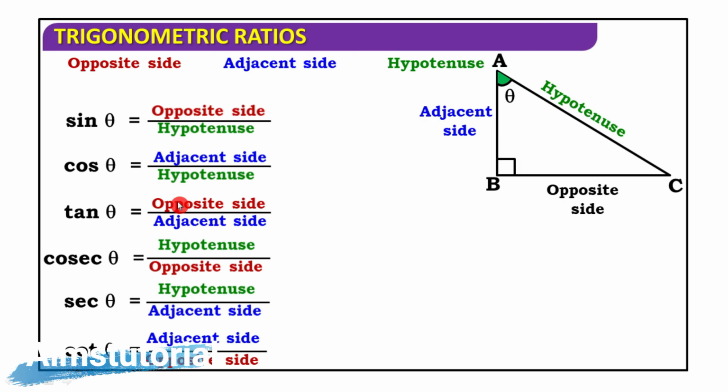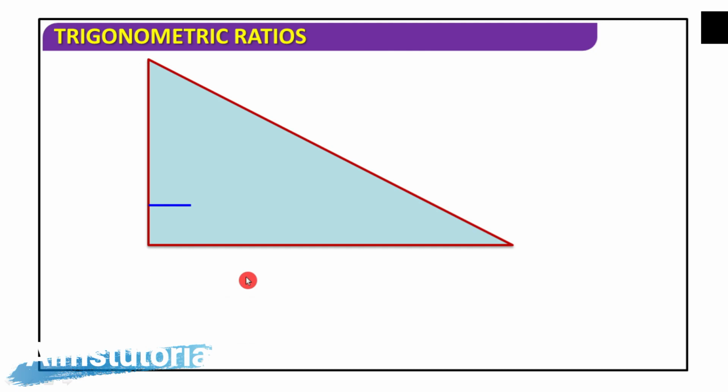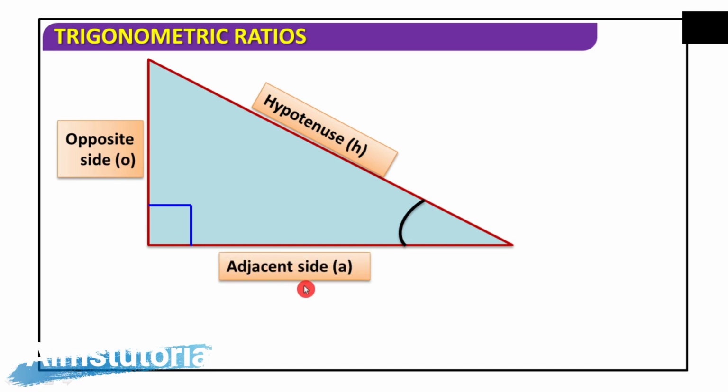Initially we created three ratios. After these three ratios, the reciprocals of the three ratios are the remaining three. Total 6 ratios we created. So if you consider a right angle triangle, this is our hypotenuse H, opposite O, adjacent side A. So using this formula, we can remember the 6 trigonometric ratios.